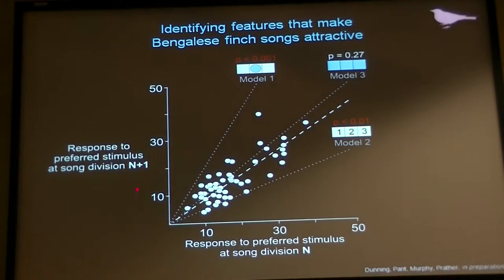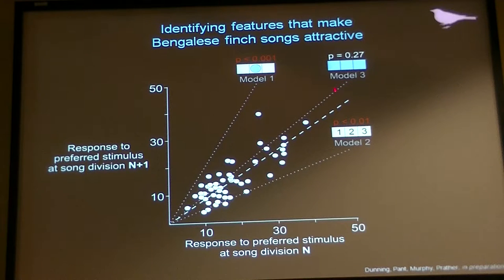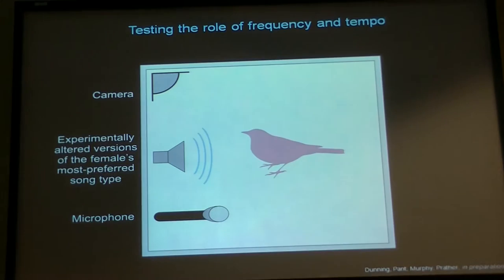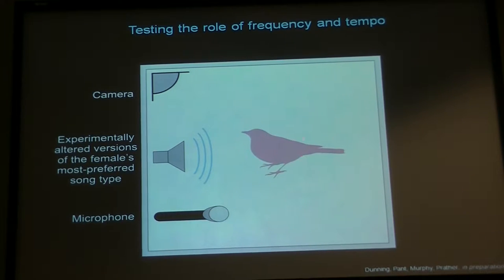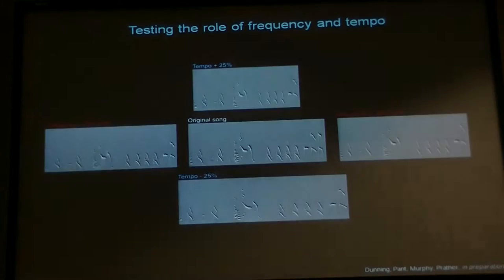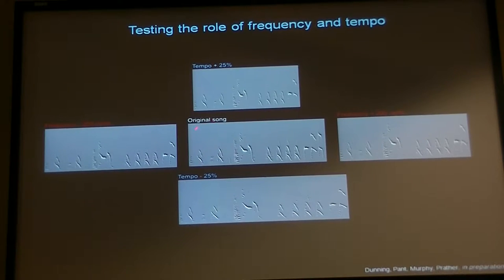All right, so what we're going to do is we're going to look at this model 3 more closely, because it appears that there's something that persists throughout this song. I'll answer your question in the end by these additional tests. But we're going to suspect that there's something that's present throughout the duration of this song that makes it attractive. So what we're going to do now is we're going to take the female residing in our testing chamber, and we're going to play to her experimentally altered versions of her most preferred song type. And here is the original song, and we're going to change 2 things.